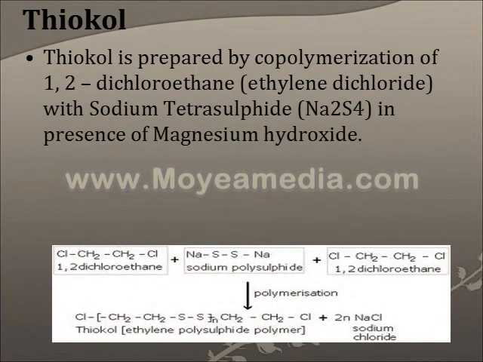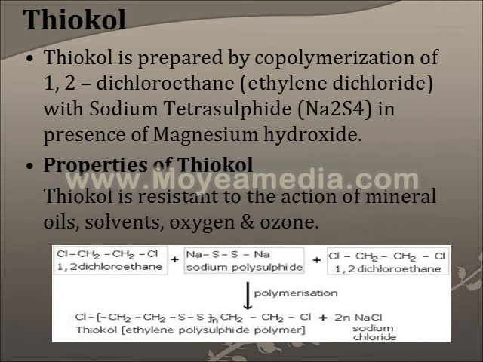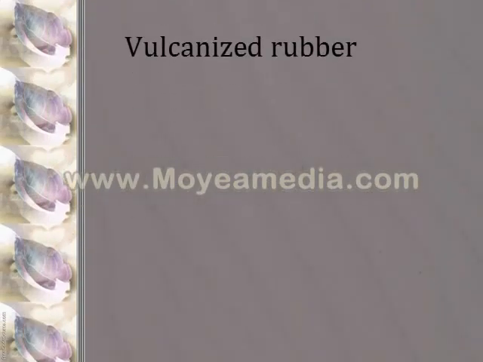The fourth type is thiokol. Thiokol is prepared by the copolymerization of 1,2-dichloroethane with sodium tetrasulfide in the presence of magnesium hydroxide. The reaction of formation of thiokol is shown in the figure. Thiokol has a property that it is resistant to the action of mineral oils, solvents, oxygen, and ozone.